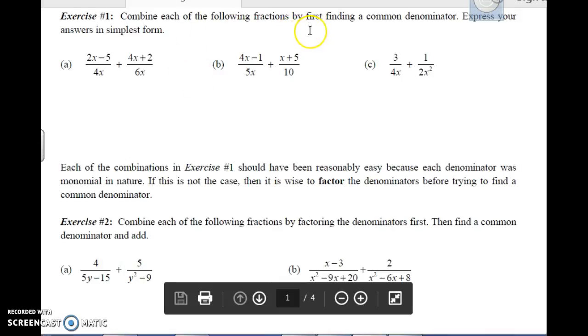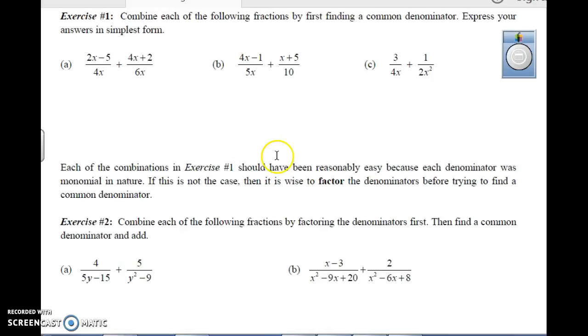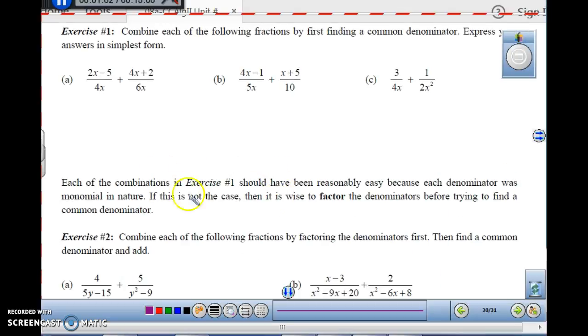Combine each of the following fractions by first finding a common denominator. Express your answers in simplest form. Okay, so a fraction is a fraction is a fraction. We need a common denominator. We have (2x minus 5) over 4x plus (x plus 2) over 6x. What can I change 4x and 6x into to get a common denominator? Well, I know that there's going to be an x in both of them.